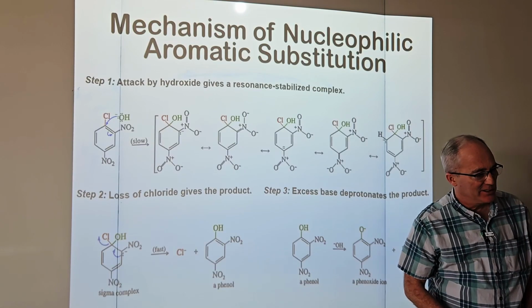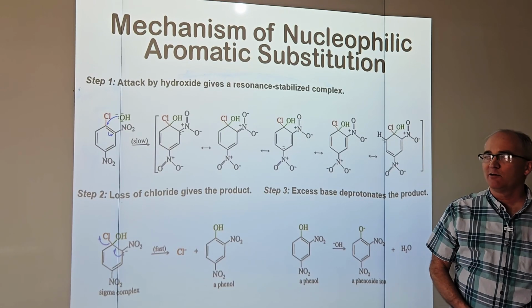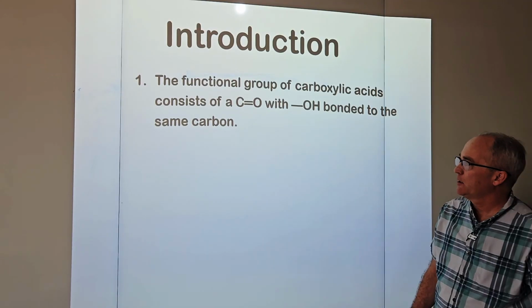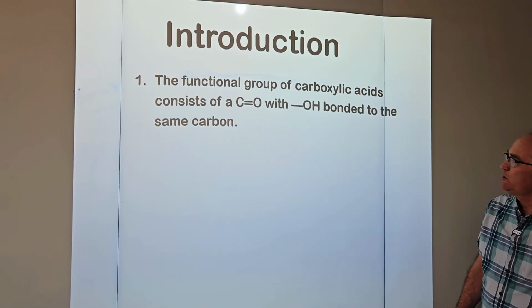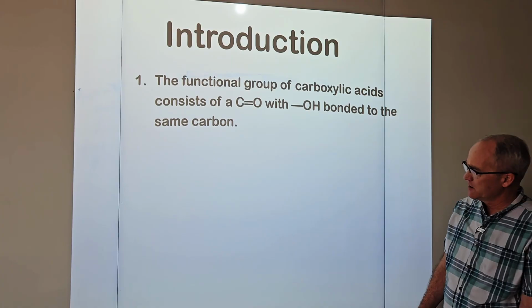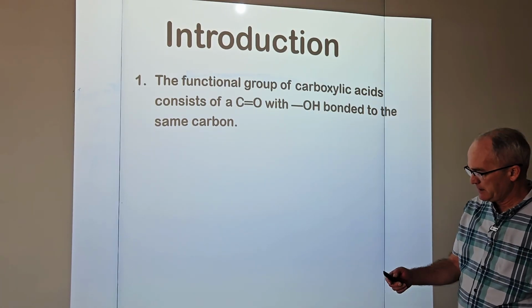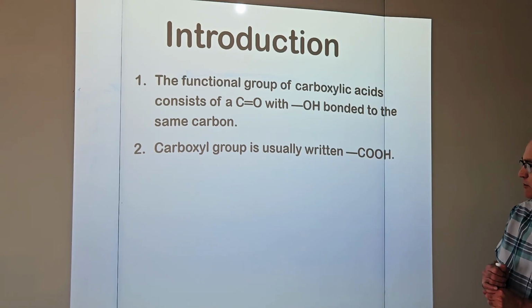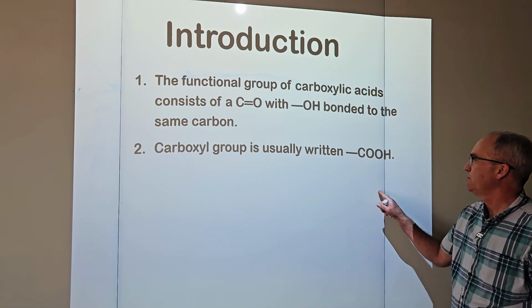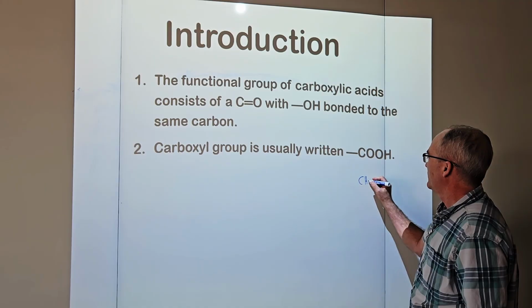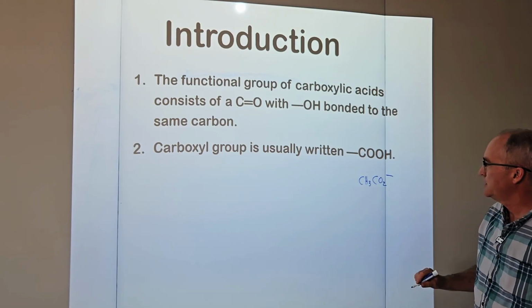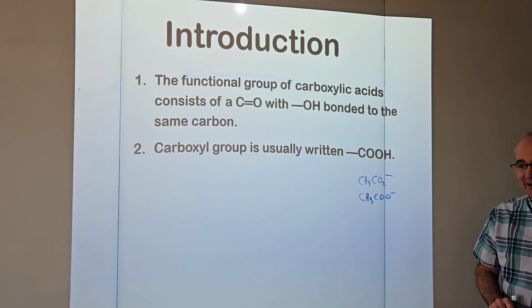All right, any questions on nucleophilic aromatic substitution? On to carboxylic acids. The functional group of carboxylic acids consists of a carbonyl carbon with an OH bonded to the same carbon. So possibly from general chemistry, you've already been exposed to all this confusion. There's the acetate ion. There's the acetate ion again.